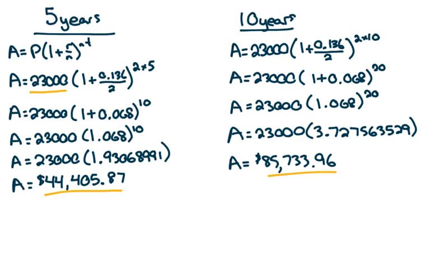Because in the beginning, Matt is earning interest on mostly the $23,000 that he invested. As time goes on and more interest gets deposited in, he starts earning interest on that interest as well, which is why the growth accelerates. It goes from $21,000 in growth over the first 5 years to $41,000 over the next five. If he kept the money in that investment for longer, you would see that growth accelerate even more.